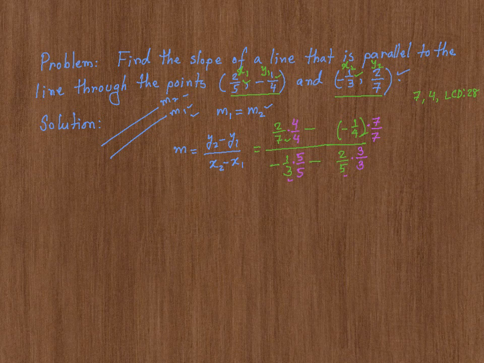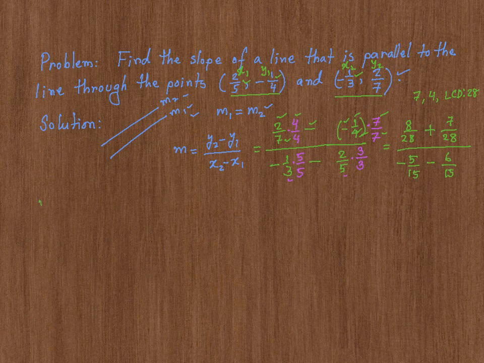Now I have something simpler. So in the numerator I have 2 times 4 is 8 over 28 minus, and minus is going to make it plus, this minus and this minus, 7 times 1 is 7 divided by 4 times 7 is 28. Similarly, in the denominator, I'm going to get this same kind of thing. I'm just going to write it out. 5 over 15 minus 6 over 15.